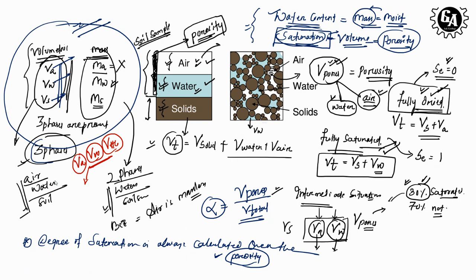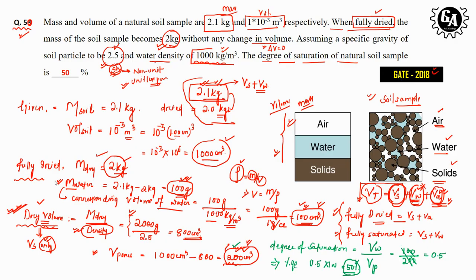But in our case, many a time they only ask about these three phases in a soil sample. So in this case, what is the answer? The answer is 50%. This is your 50%. I hope this explanation will help you understand these things in a better way.